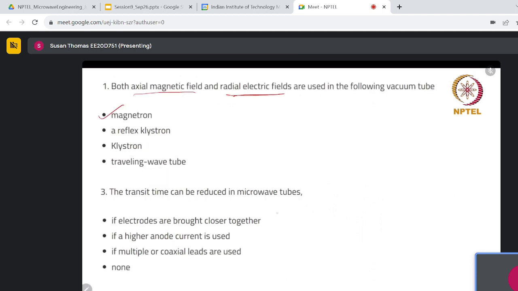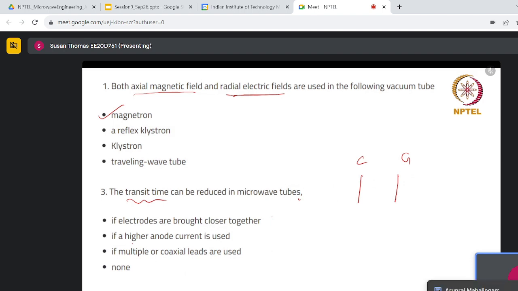Okay. Now the next question: transit time can be reduced in the microwave tubes if the electrodes are brought closer together, if high anode current is used, or if multiple or coaxial leads are used. I hope you know what the transit time is. As I told in the beginning, if you have two electrodes, say cathode and grid or anode, whatever it is, the time taken by the electron to move from one electrode to the other is called the transit time. So is there a possibility of reducing the transit time by any of these methods?